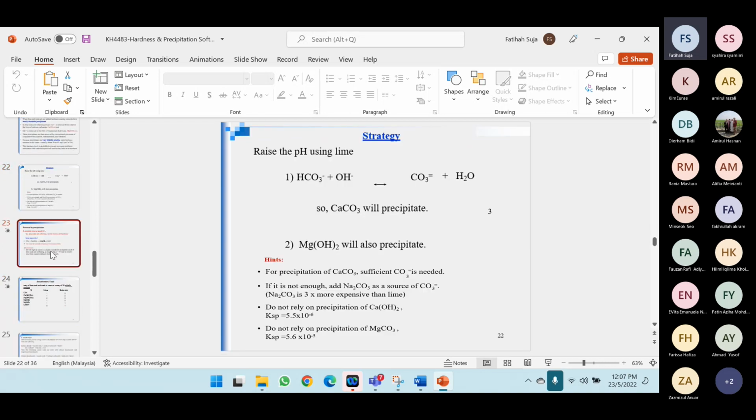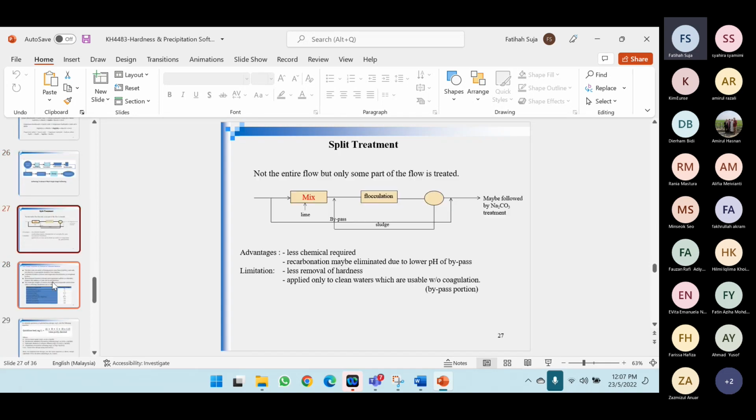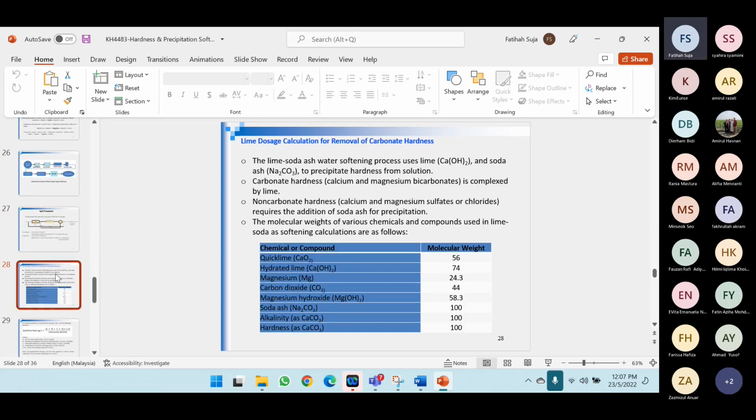Okay, so I just want to continue the example calculation for removing the carbonate hardness. So this is the procedure how you control. Can you all see the screen? Yes, Prof. Okay, so the lime dosage calculation for removal of carbonate hardness.